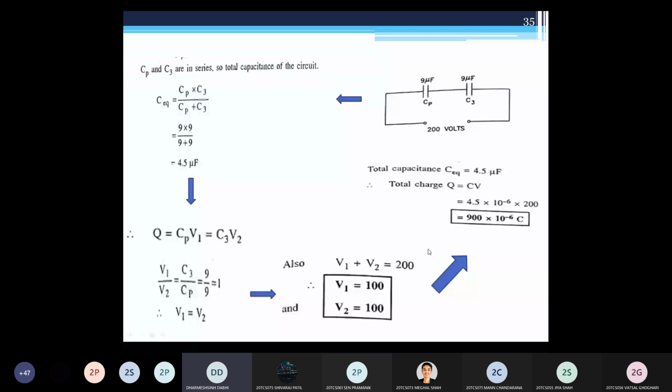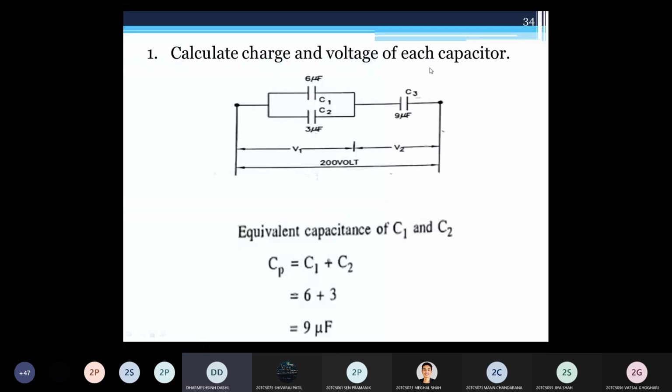Clear? Now, second, you find out what the voltage of each capacitor is. Voltage of each capacitor. So, what is the value of the voltage of each capacitor? Now, the voltage across C1 and C2, that is V1, because both are connected in parallel. So, the voltage remains the same across C1 and C2. And C3, we call the voltage V2. So what are the voltages V1 and V2? Find out.